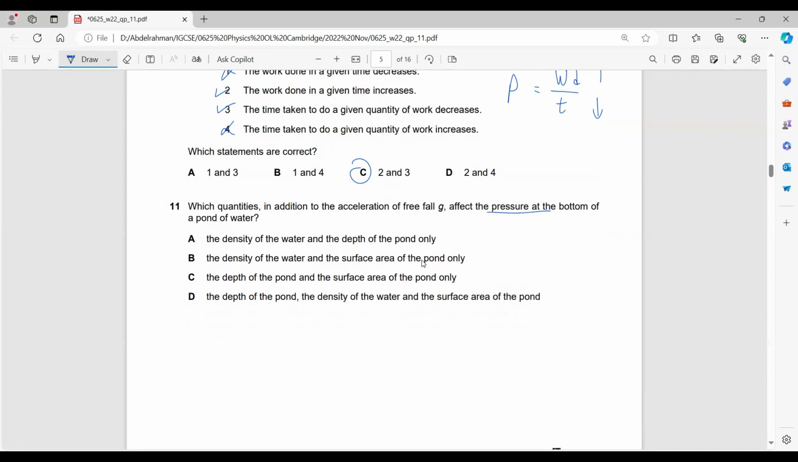The pressure below the water increases using the density of the liquid and the depth below the surface of the liquid. Is it the density of the water only, the depth, density and area? It is the density and the depth only, both of them.